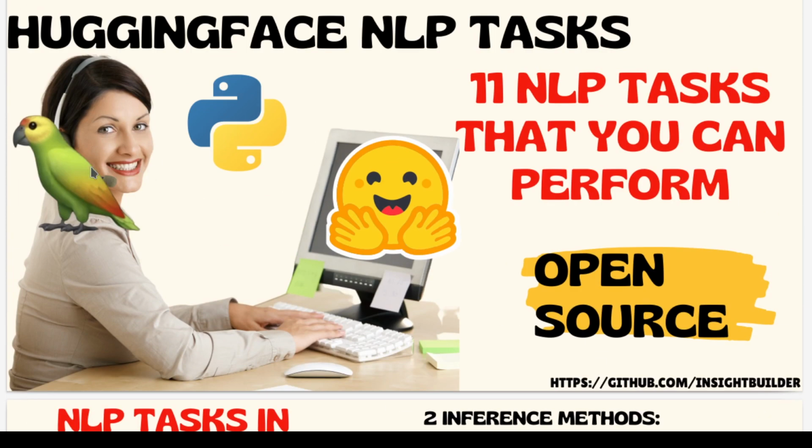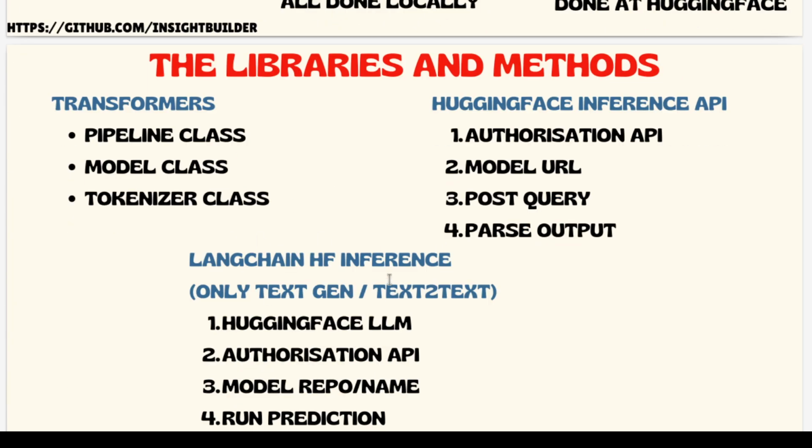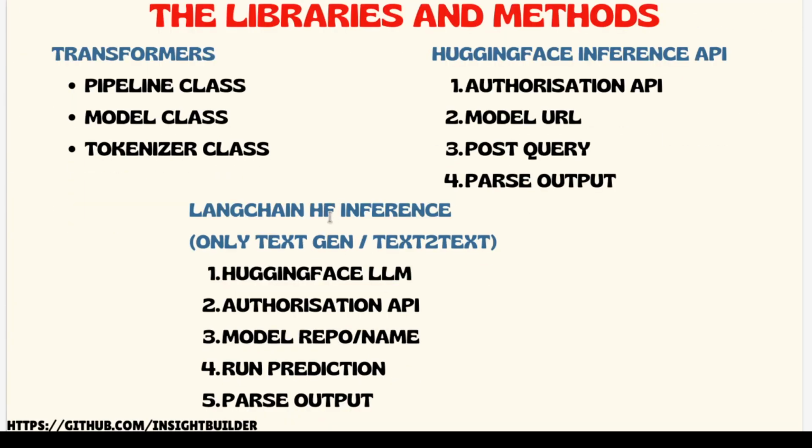So this parrot is not there just for design. Okay, so langchain also has an LLM which works on the text generation or text to text generation task. Only those two are right now supported in langchain. So we will be seeing how to use that also.